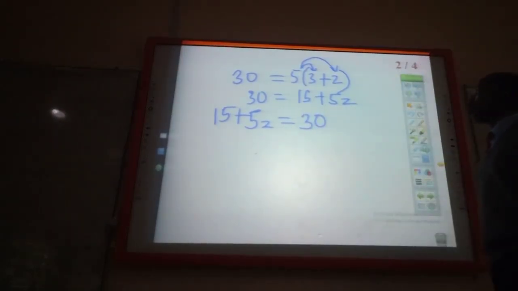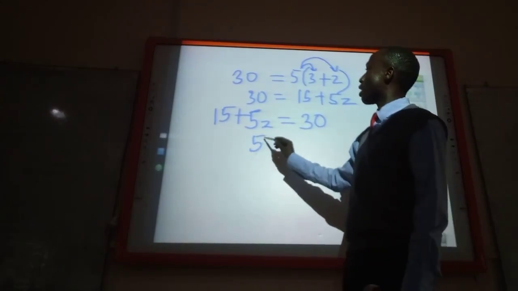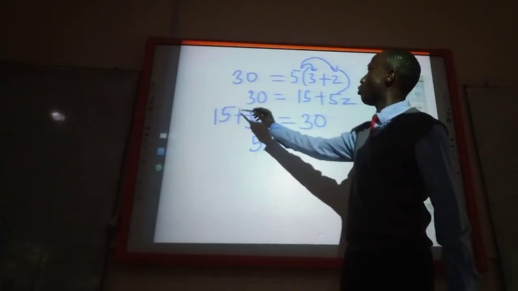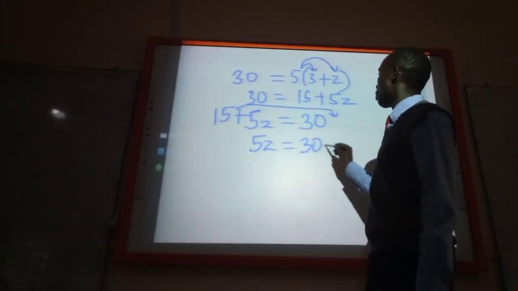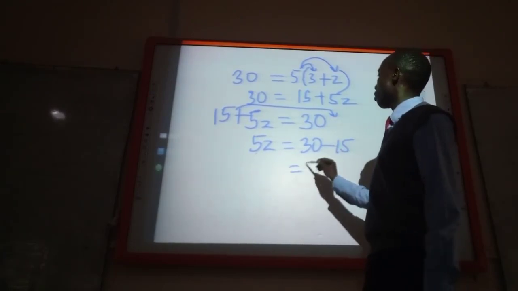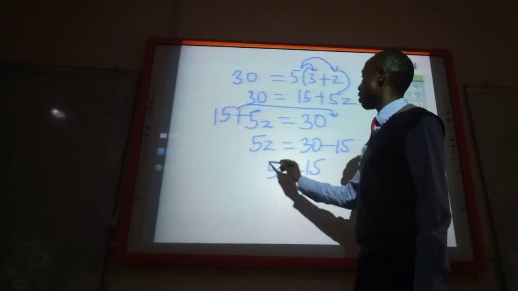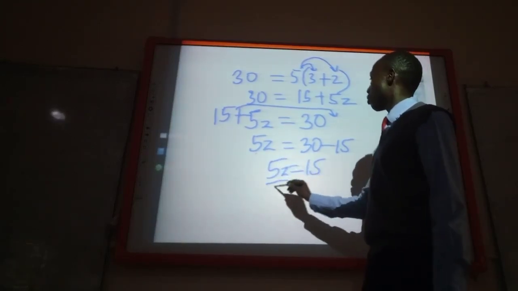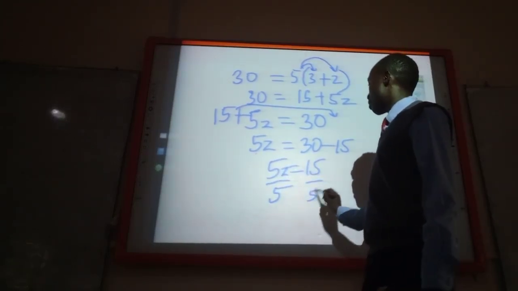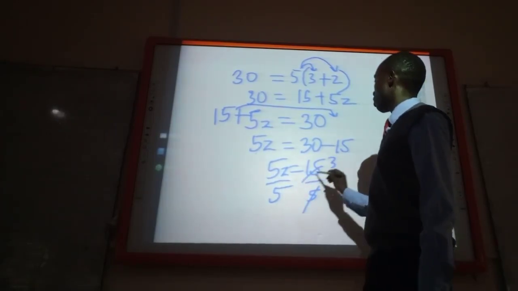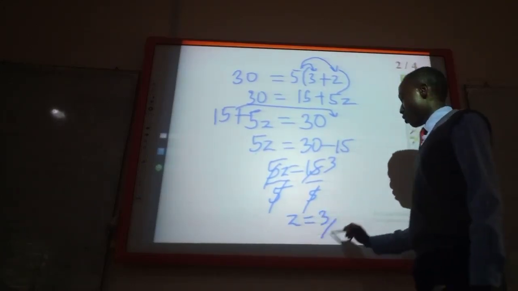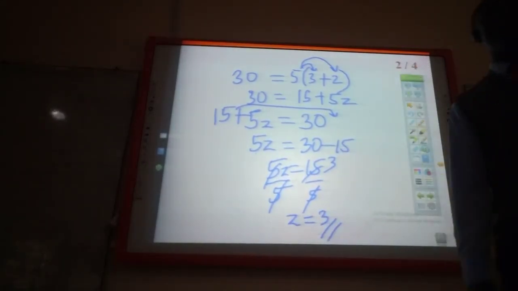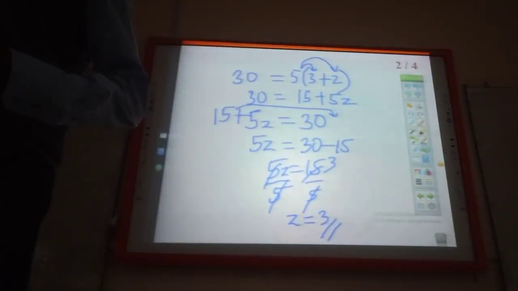So z is my target, so I leave 5z here. Then I move 15 to this side, and it will have a minus, right? And that will give us 5z equal to 15. Divide both sides by 5, and that will give us 3. So z is equal to 3. Now you got it or not? Let's move to the next page.